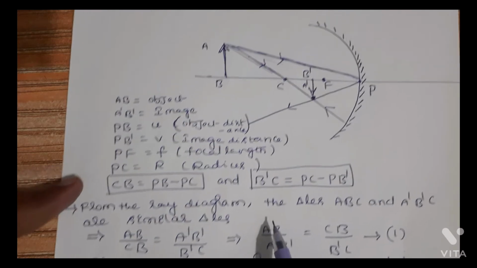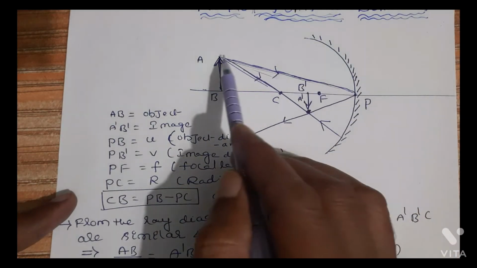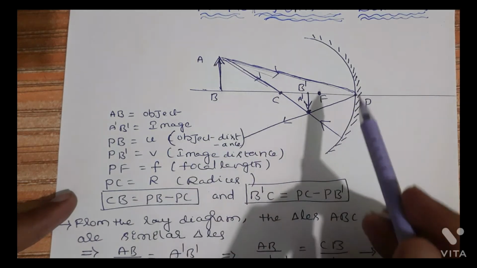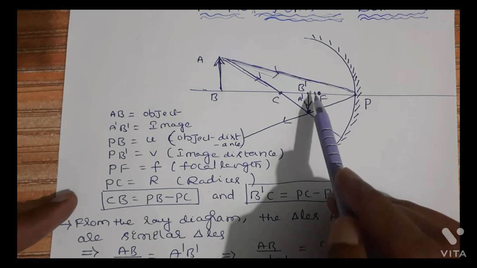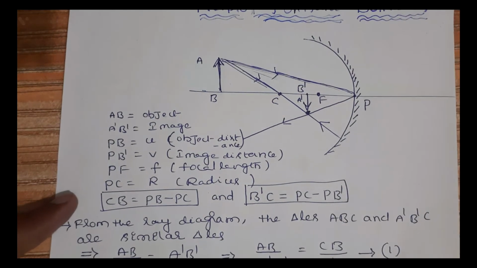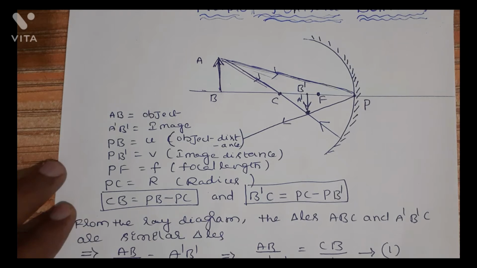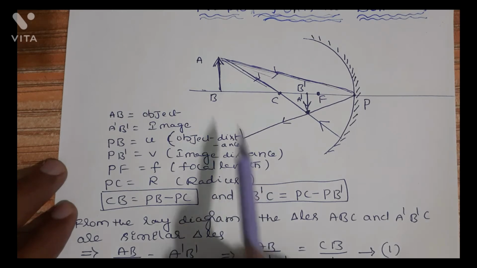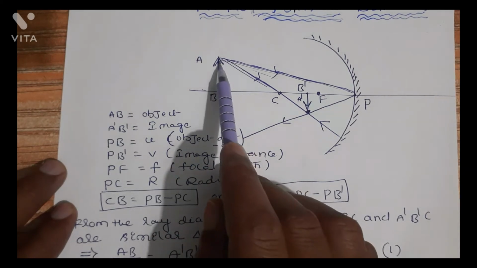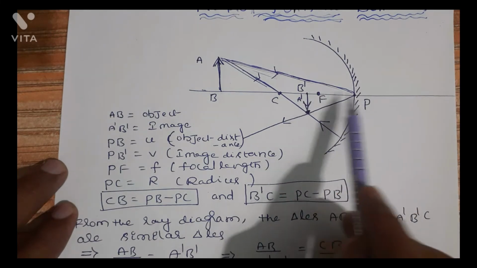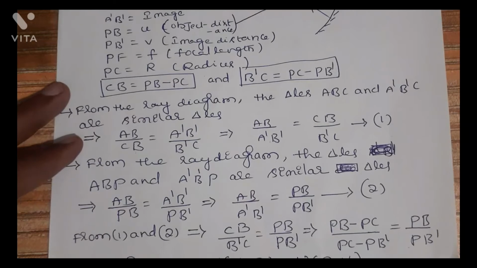Again from the ray diagram, we take two triangles, ABP and A'B'P. ABP, you can see, students, is one right angle triangle, and the other triangle is A'B'P. These are the two right angles. Again we apply the same procedure: we compare the ratio between height and base of the first triangle with the ratio between height and base of the other triangle, A'B'P.